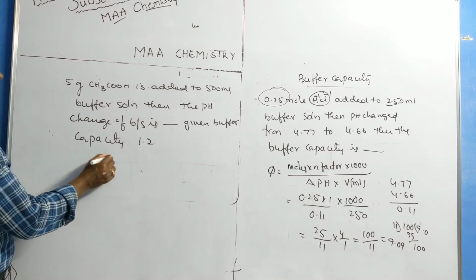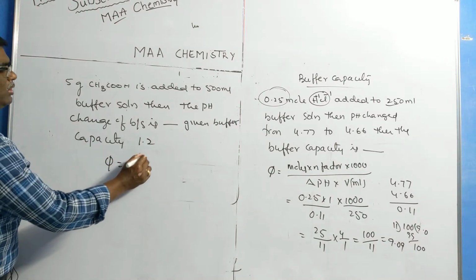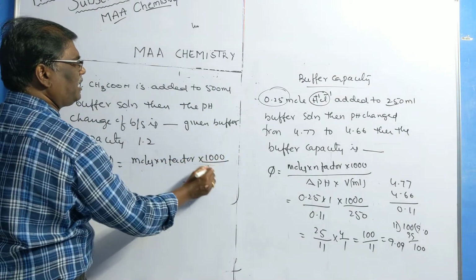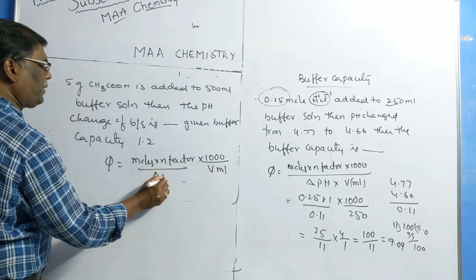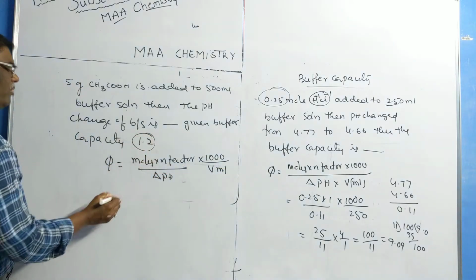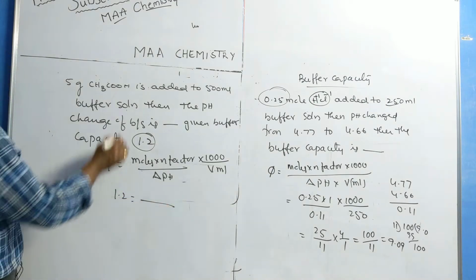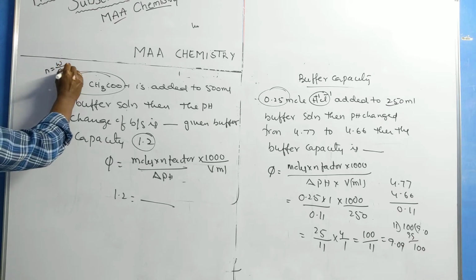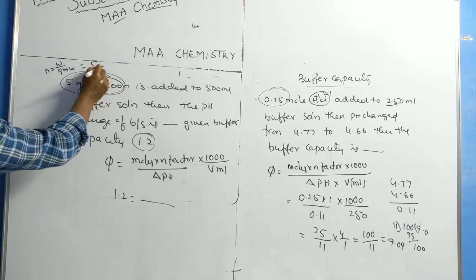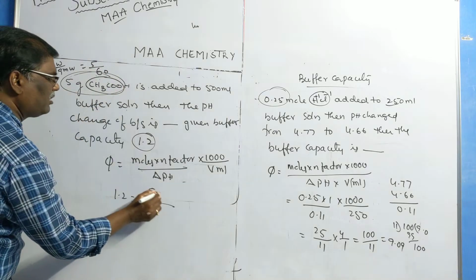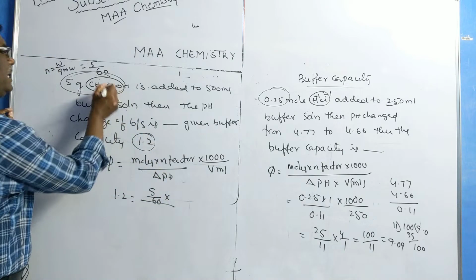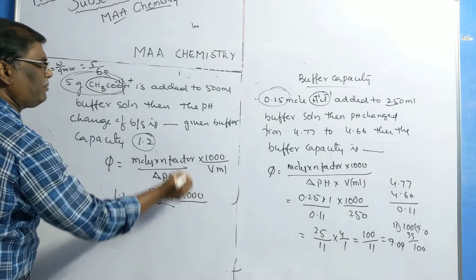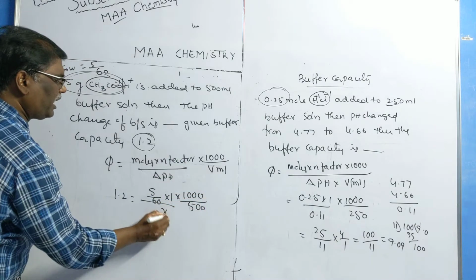Now what is the information? Buffer capacity equals moles into n factor into 1000 by volume in ml by change in pH. Buffer capacity I gave 1.2. Moles I have to find out. Here the weight is given, moles is equal to weight by gram molecular weight. 5 by 60, since the gram molecular weight of acetic acid is 60, into n factor 1, into 1000 by volume given 500. Change in pH I have to calculate.